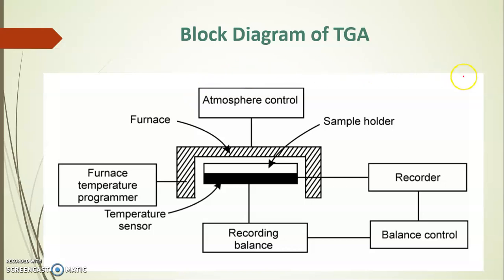This is the block diagram of the TGA instrument. Here you can see this is the furnace. Then this is the sample holder in which we place the sample. This sample holder is connected with the recording balance, temperature sensor and recorder. In this furnace there are the furnace temperature programmer, flow regulator and atmosphere controller. These systems are connected with the furnace. Between the furnace and sample holder, the purge gas system is present.